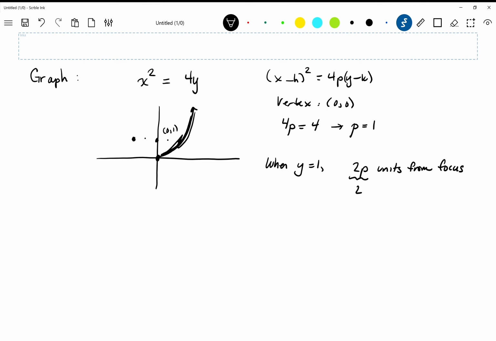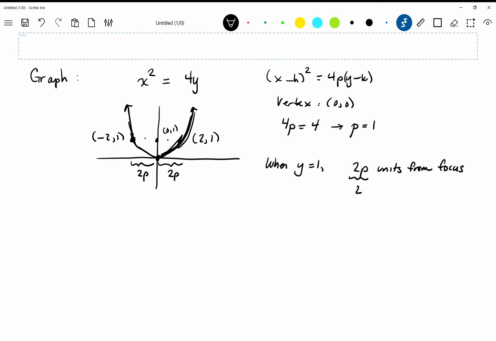I keep missing those points, so I'll just keep making the graph thicker to make sure it runs through the point. That's our trick for the day. So I know that this is the point 2, 1, and I know this is the point negative 2, 1, keeping in mind that this is the distance 2p.